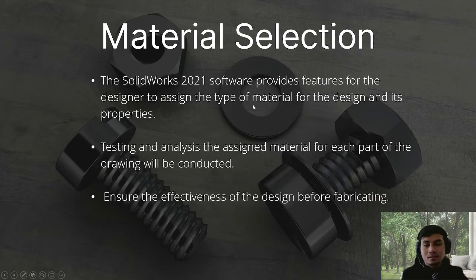Next, we go to the material selection of the design. The SolidWorks 2021 software provides features for the designer to assign the type of material for the design and its properties. Testing and analysis of the assigned material for each part of the drawing will be conducted. This is to ensure the effectiveness of the design before fabricating.